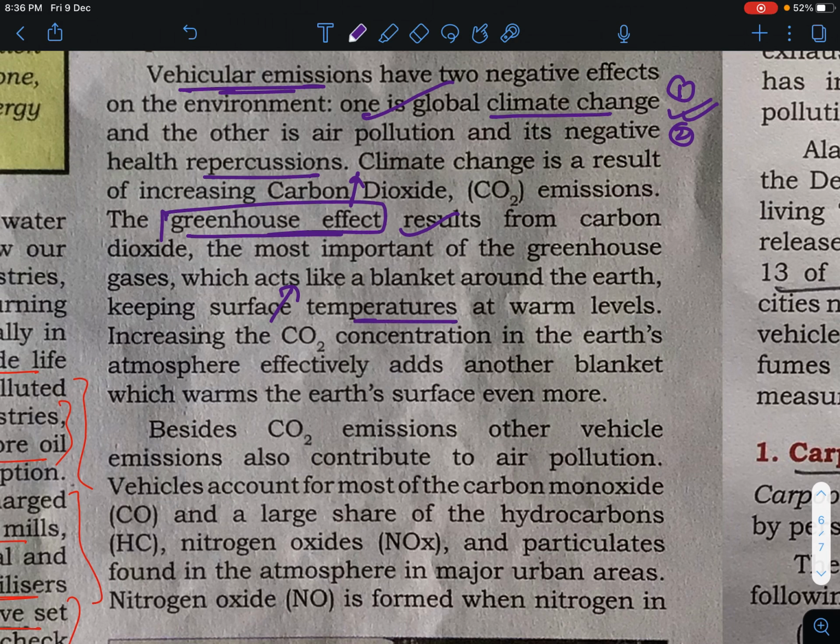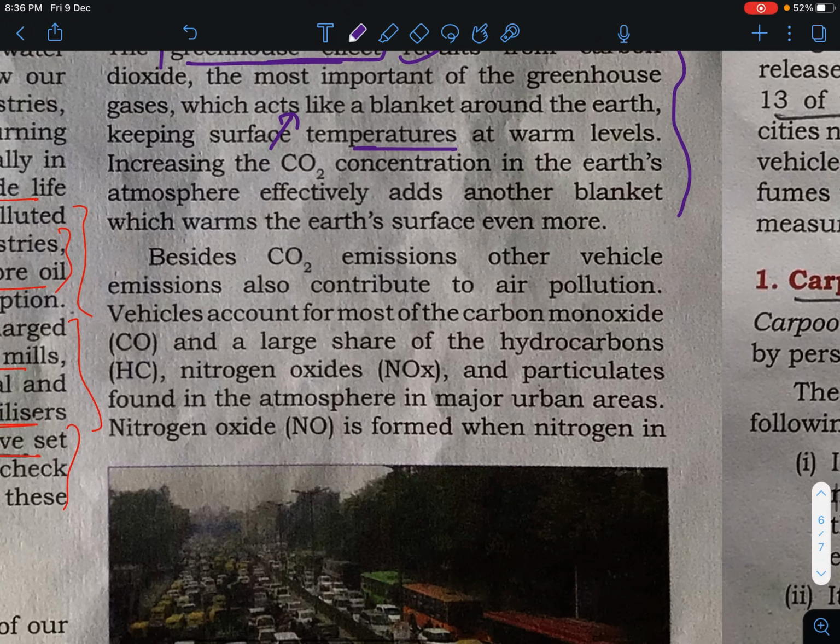Increasing the carbon dioxide concentration in the Earth's atmosphere effectively adds another blanket, which warms the Earth's surface even more. Means it is talking about what a greenhouse gas is. Now, besides carbon dioxide emissions, other vehicle emissions also contribute to air pollution. Vehicles account for most of the carbon monoxide, a large share of hydrocarbons, nitrogen oxides, and the particulates that are found in the atmosphere in major urban areas.